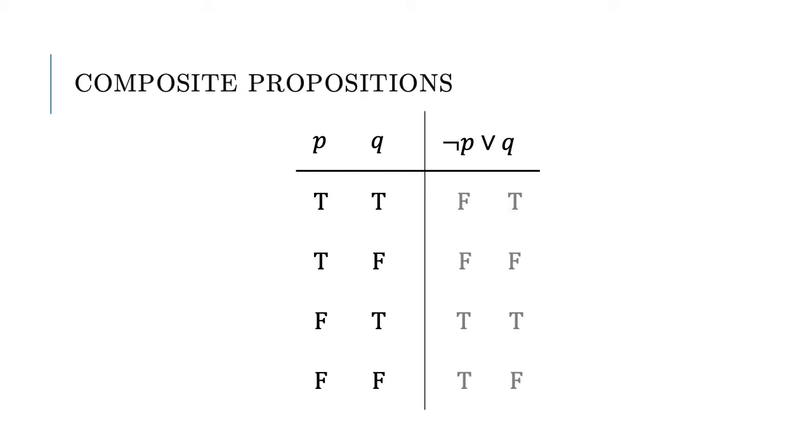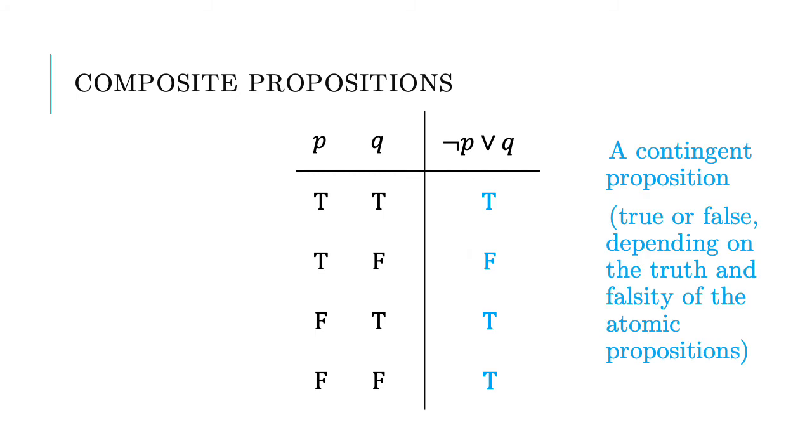And then we can plug in the known truth values for Q and recall that an OR statement is true just in case either of its disjuncts is true, meaning it's only false when both of its disjuncts are false. And from that we can determine the truth conditions of the entire composite proposition, not P or Q.